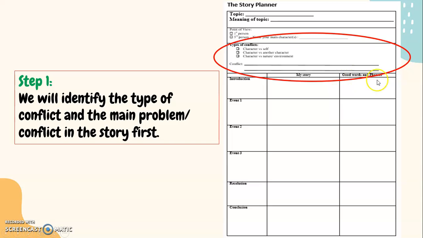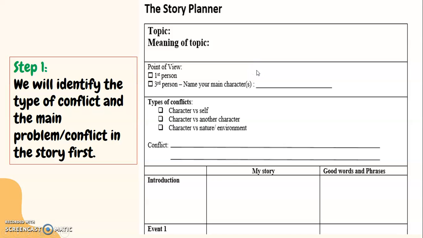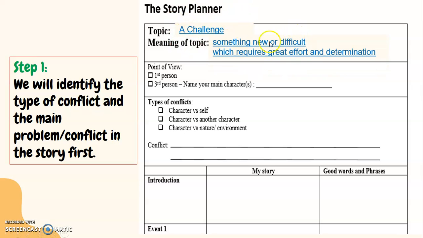And we will actually write in the conflict here, a very short idea on what the conflict is, and determine what type of conflicts that we want to talk about. Okay, so for example, this topic is a challenge, and just now we have brainstormed. We know that a challenge is something new and difficult that requires great effort and determination. And we will determine what type of conflict that we want to insert. So earlier on, we actually mentioned we want to insert character versus another character, and the second part will be character versus self into this story.